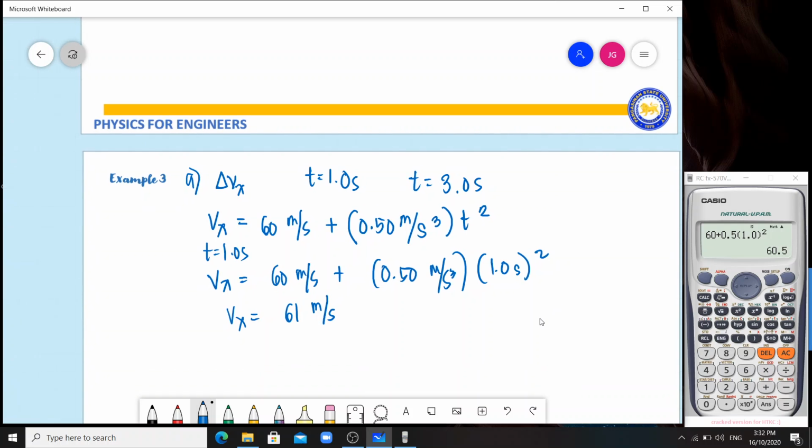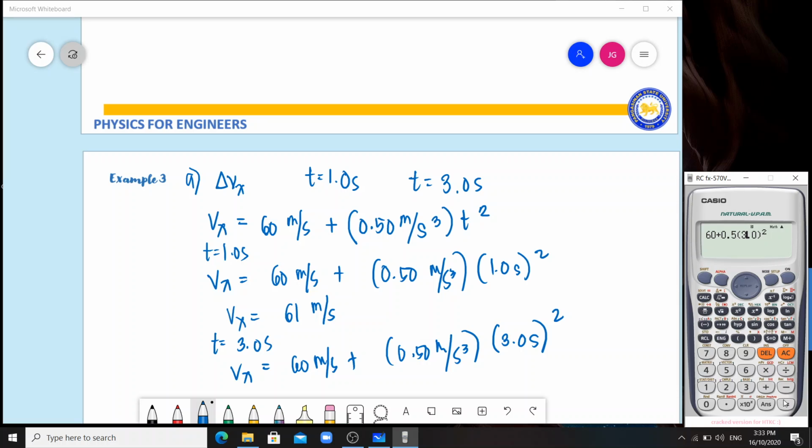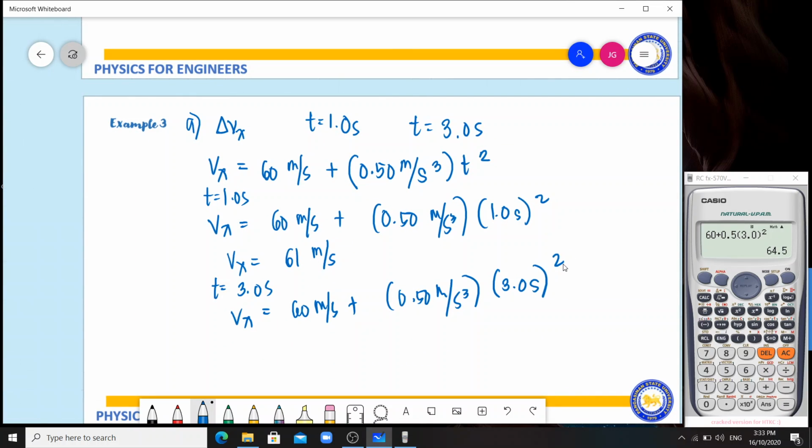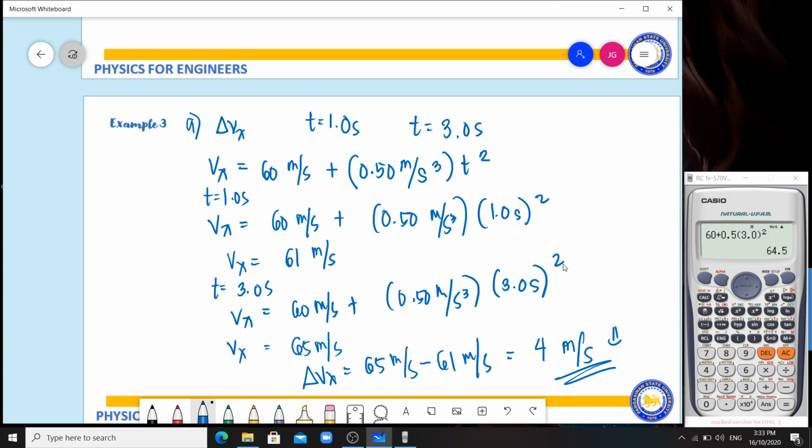Okay? Then next, let's find the vx at time 3.0 seconds. We replace t with 3.0 seconds: 60 meters per second plus 0.50 meters per second cubed times 3.0 seconds squared. That is equivalent to 64.5, or after rounding, 65 meters per second. So delta vx is equivalent to 65 meters per second minus 61 meters per second. Don't forget the units. That is equivalent to 4 meters per second. So, that is for letter A.